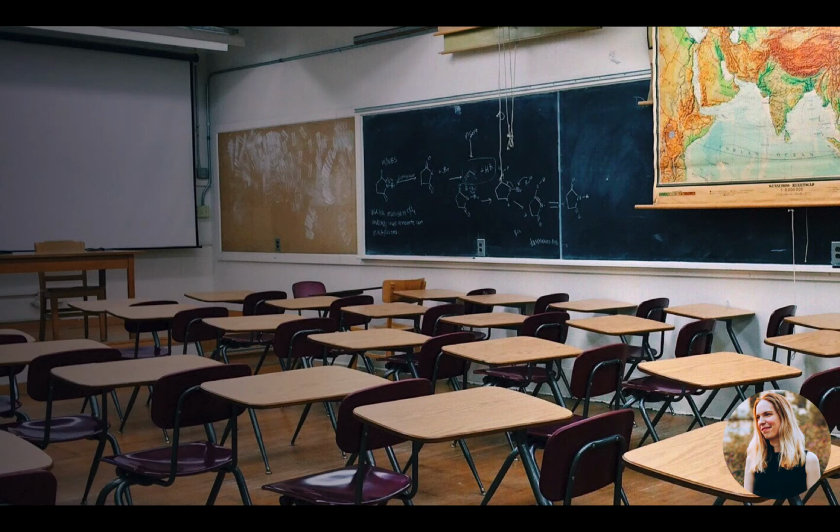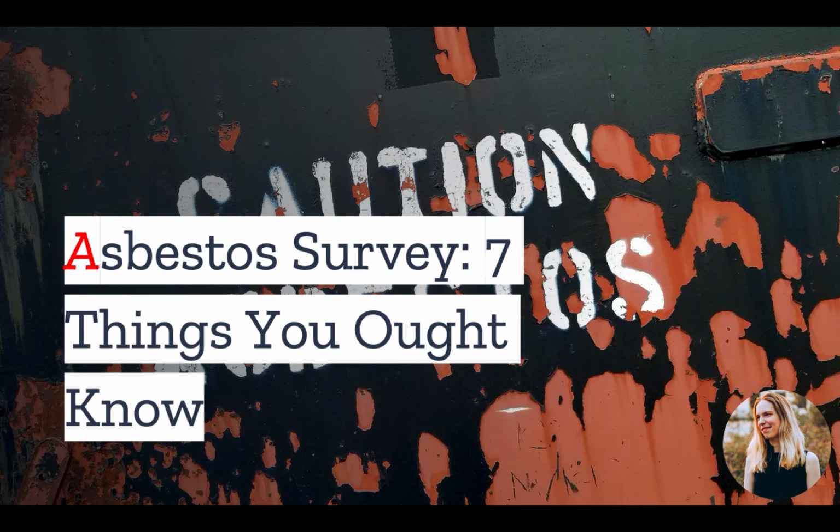In 2015, several parents broke into the Malibu High School. Their aim? To take samples of caulking from the school's classrooms. So what was going on in Malibu? We'll find out at the end of this video.